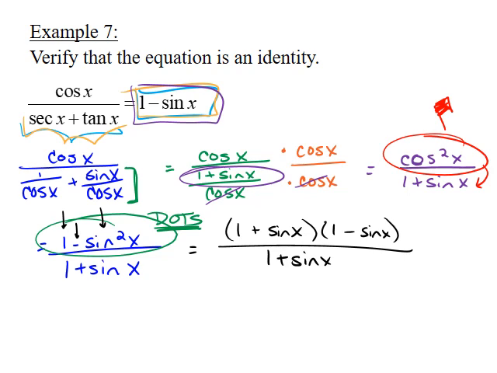Holy moly, would you take a look at this? The 1 plus sine of x cancels out, and I am left with 1 minus sine of x, which is exactly what I wanted to achieve. Can you see how happy we are?